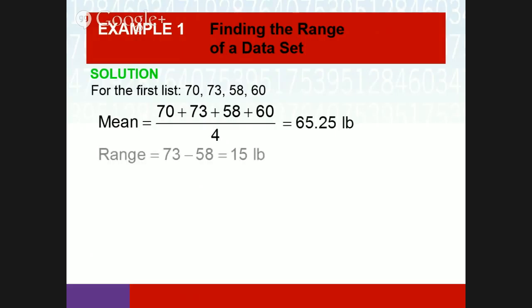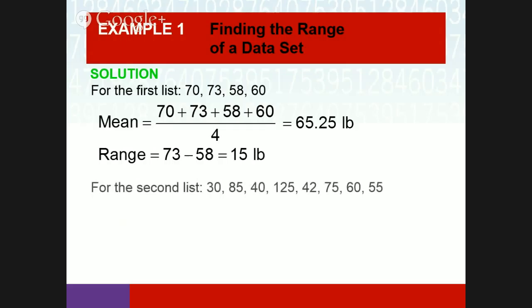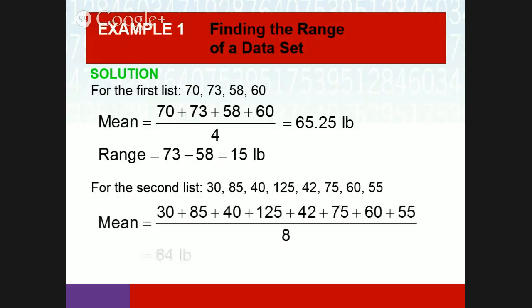The second list, a range of 15 pounds. For the second list, we have 8 numbers. We add up those 8 numbers and divide by 8 to get the mean, which in this case is 64 pounds. The range is 95 pounds. So in the first list, we have very close to the same average, but our range in the first list is 15 pounds, and our range in the second list is 95 pounds.